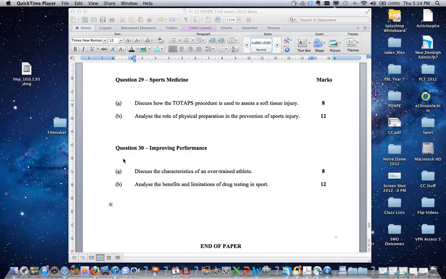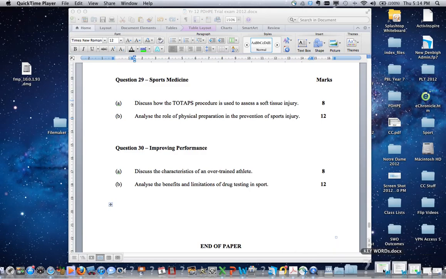Q30B, which was the final question of the exam from the improving performance option, was a 12-mark question, and the question read, analyse the benefits and limitations of drug testing in sport.